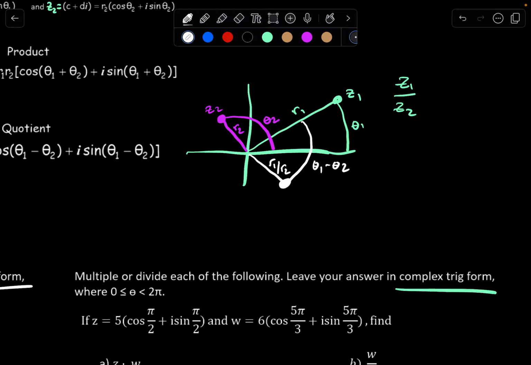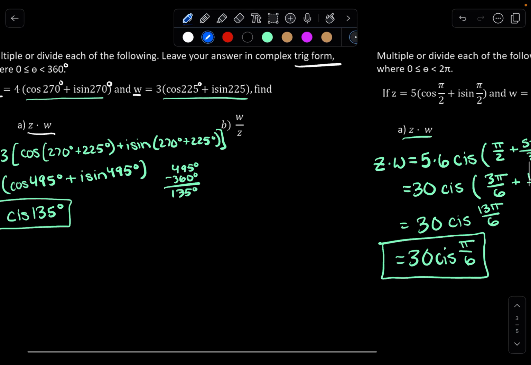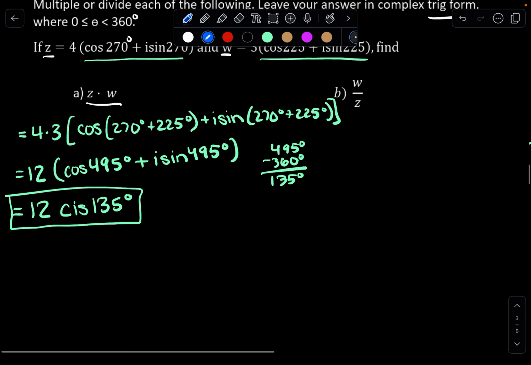Now, theta 1 minus theta 2, we'll end up using this angle because we have to be from 0 to 360 or 0 to 2 pi. So this will be equivalent to theta 1 minus theta 2. Visually it gets a little wild, but algebraically I think it's easier to see what's going to happen. All right, so this was part A.